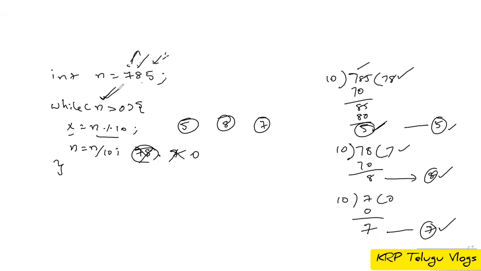So 0 greater than 0 is false. It will break the loop. Is it clear? Understood? Yes, sir. Clear or not? Yes, sir. Okay. Note down this.